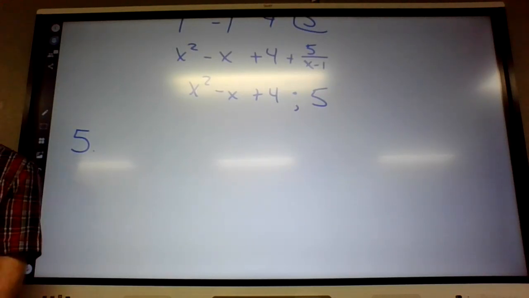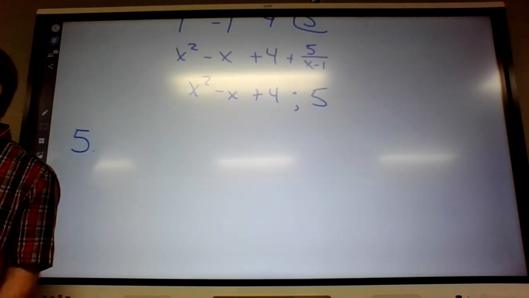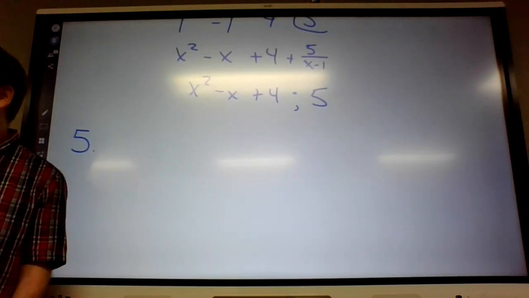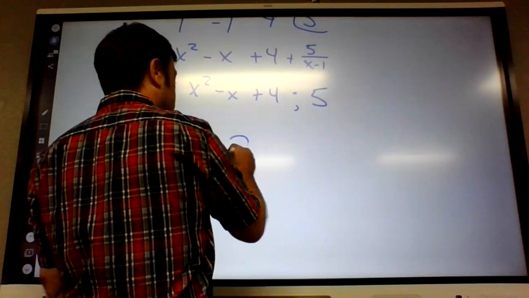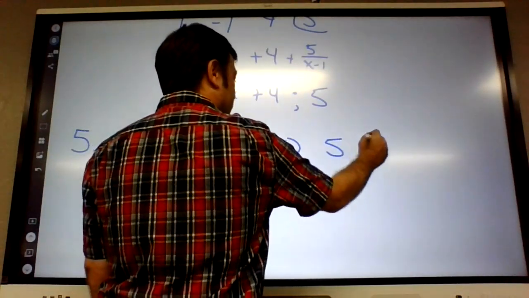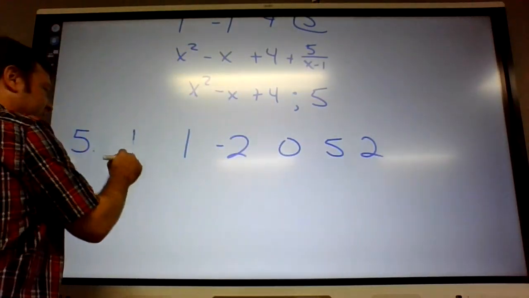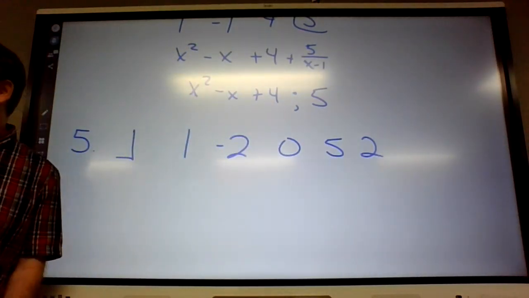Okay, we're missing an x squared term, so it'll be 1, negative 2, 0, 5, 2. I don't know that I need to do all the other numbers. You guys get the point. You should.